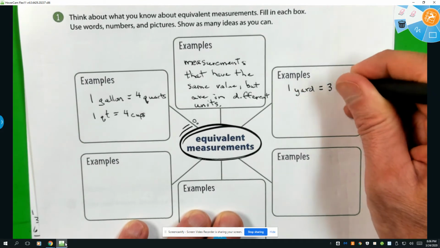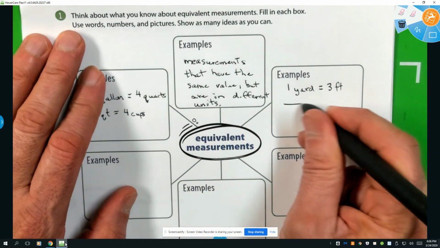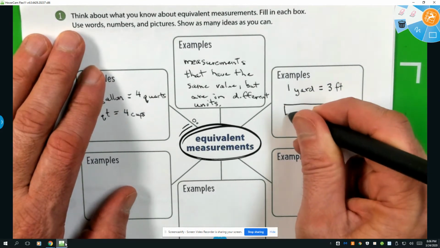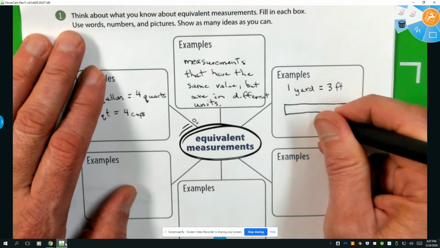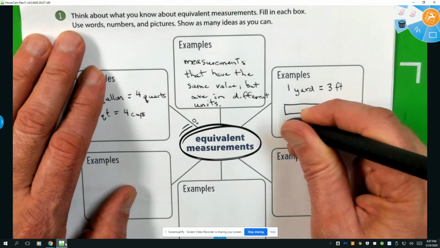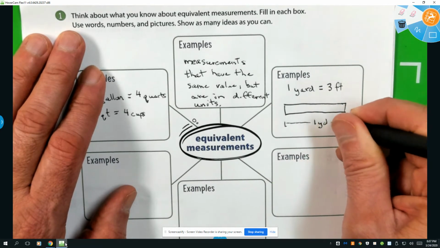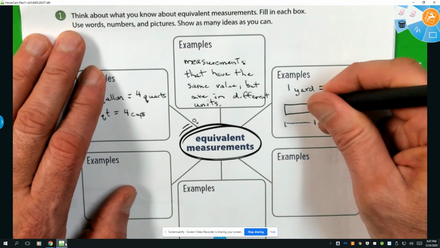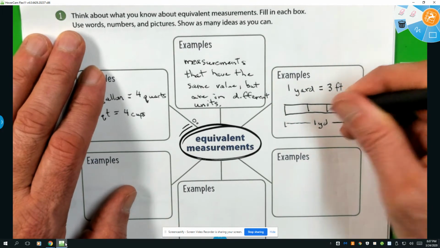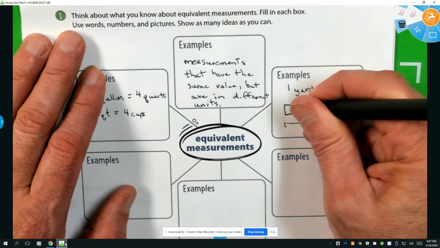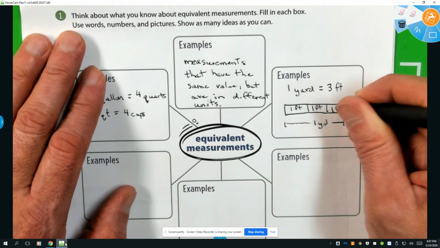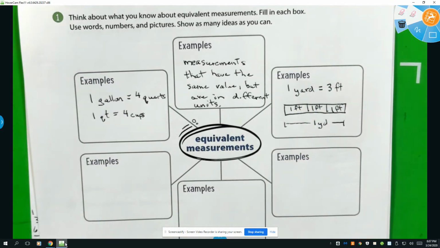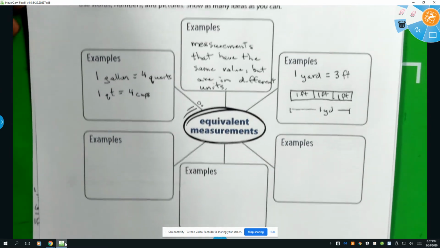equals 3 feet. Well, here's what a yard would look like as a measurement. So we take it right here, the full thing is 1 YD, yard long, but in that yard we have 3 feet. Here's 1 foot, 1 foot, 1 foot. Let's go with another example.